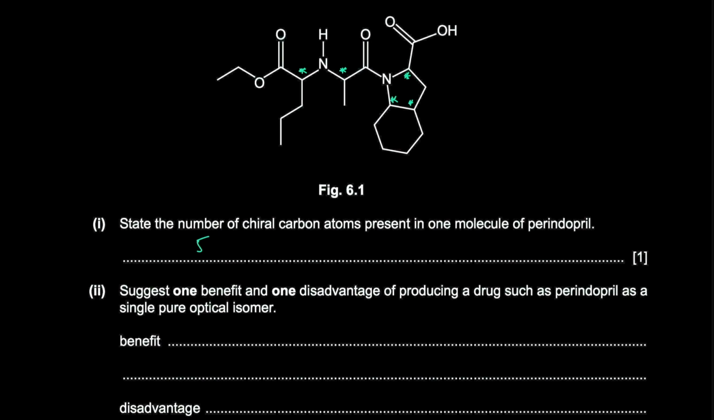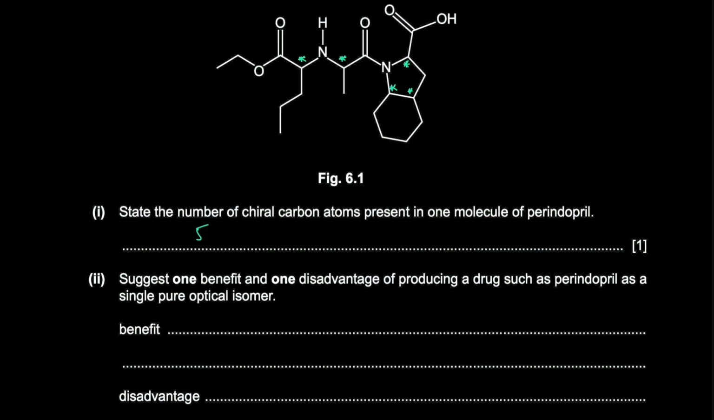Suggest one benefit and one disadvantage of producing a drug such as perindopril as a single pure optical isomer. Now, the benefit of this is that we only want a particular optical isomer for medical use. If you're producing a medicinal drug like this, you want that particular optical isomer that actually works for treatment. You don't want the other optical isomers. So the benefit is that this particular isomer will be the one that we need for its biological activity.